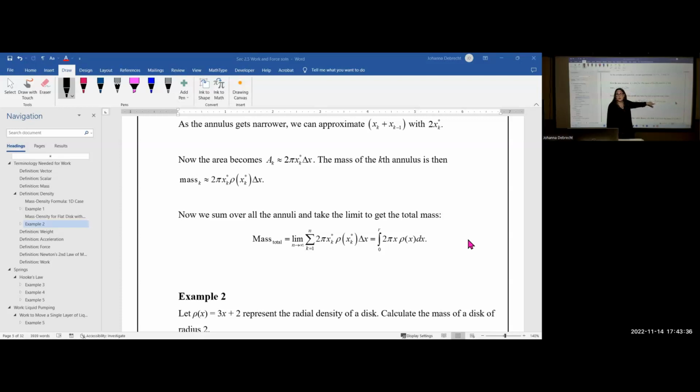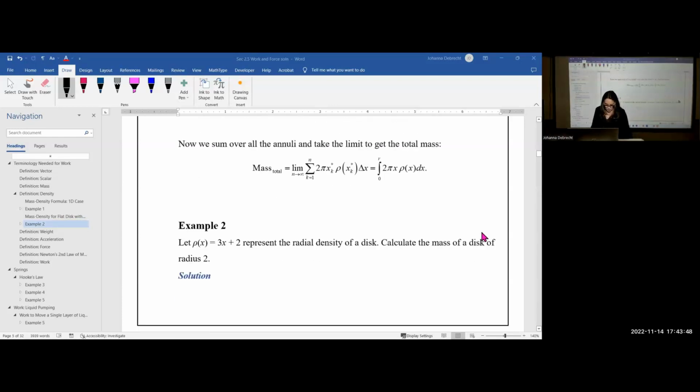Or we might want to go from 0 all the way to the edge of the disk, and that would be the total mass of the disk. It's going to be 2 pi x rho of x dx. So it's a pretty straightforward formula that we have here. So we're going to start with our formula, which is the integral from 0 to however far out we're going to go, 2 pi x times rho of x dx.